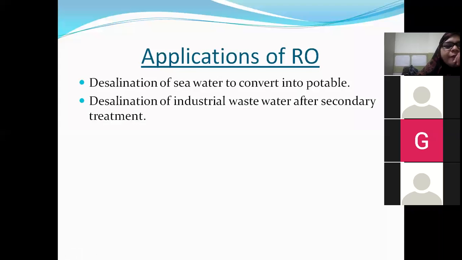Then desalination of industrial wastewater. Industries से जो waste water आता है, sewage water, that can also be used here for reverse osmosis, but after secondary treatment.